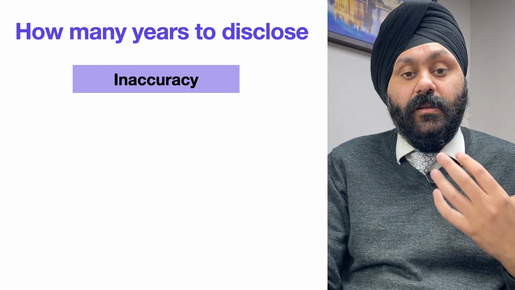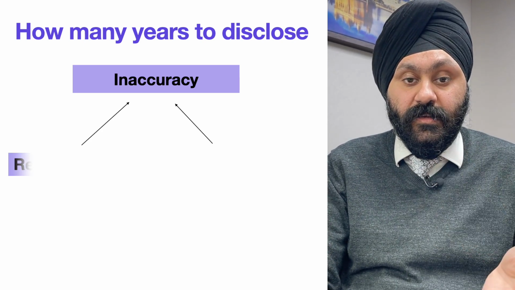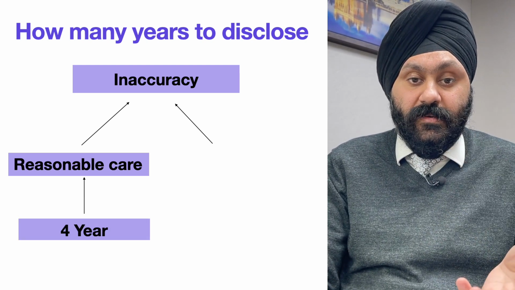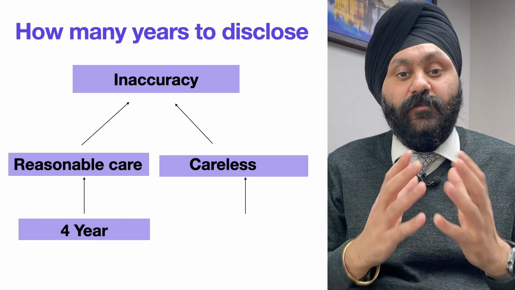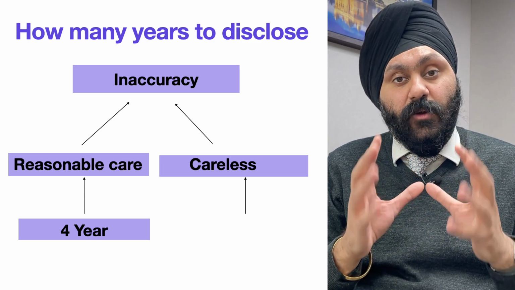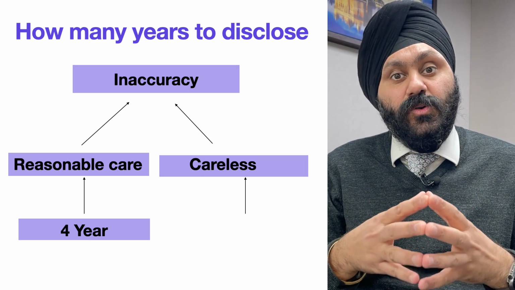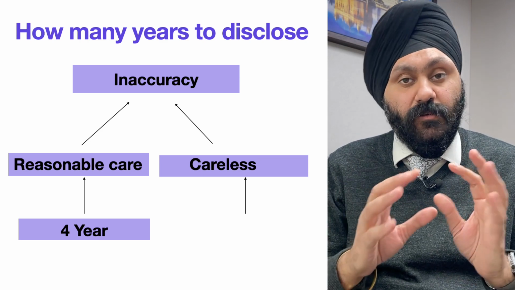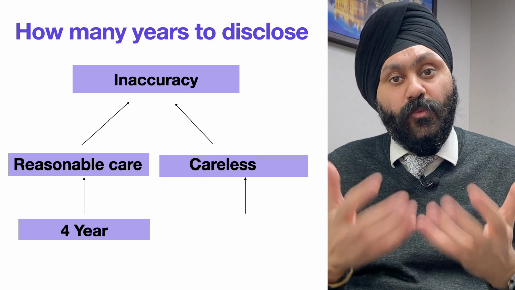Another one is inaccuracies. Under inaccuracies, again there are two categories. One is reasonable care and another one is carelessness. So inaccuracy means that you are filing a tax return but you have omitted or inaccurately reported your rental income. That is classed as inaccuracies: you are filing a tax return but the figures in the tax return are not correct, or you have totally omitted the rental income.